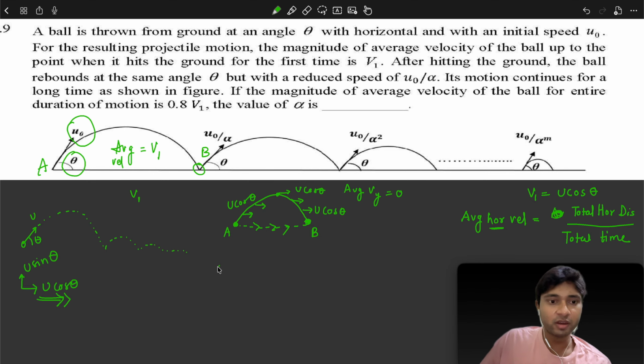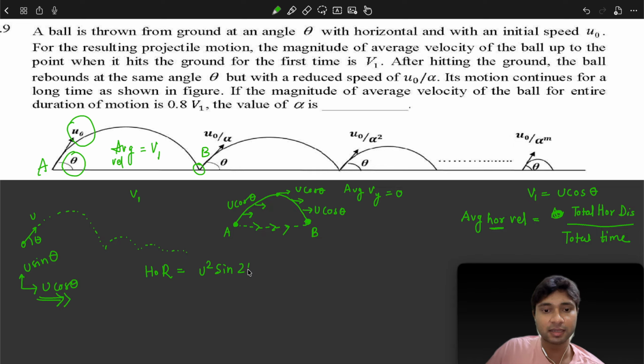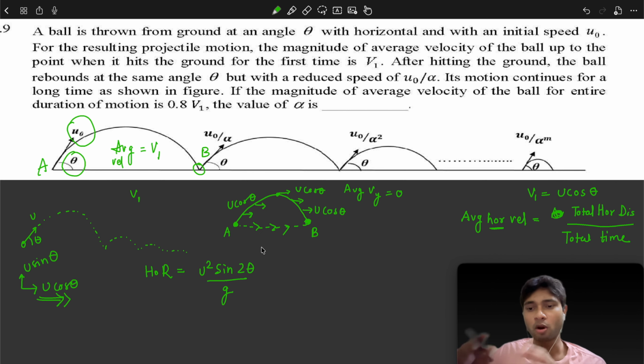We know for a simple projectile, horizontal range is denoted by u square sin 2 theta by g, right? I am not deriving it because I hope everyone knows this. It comes from multiplying horizontal velocity with time of flight, and we will get this factor. You can see in other videos I have derived it several times. So horizontal distance is u square sin 2 theta by g if velocity is u.